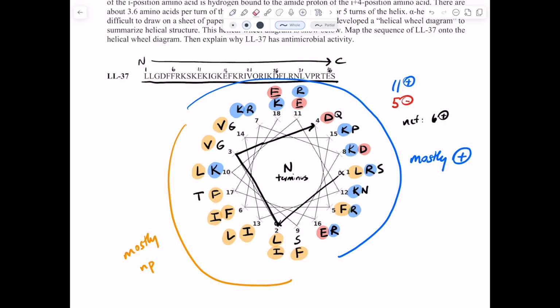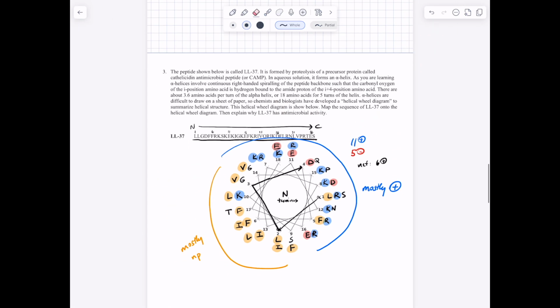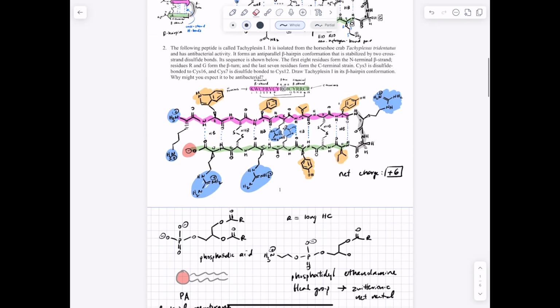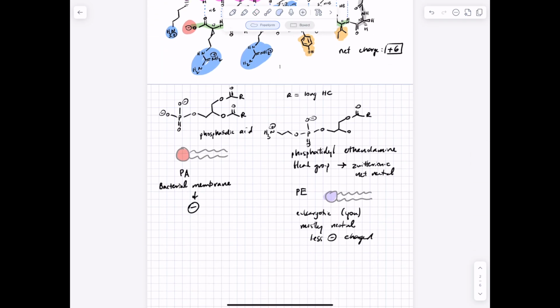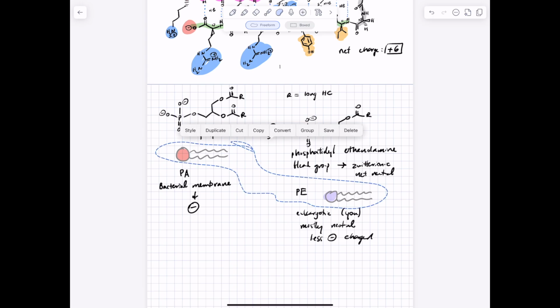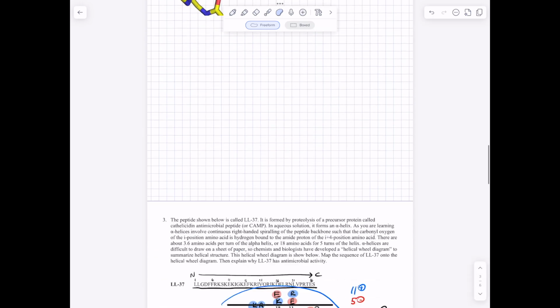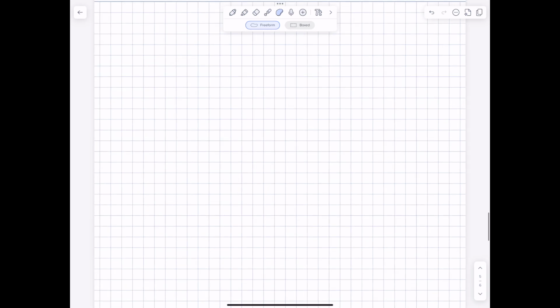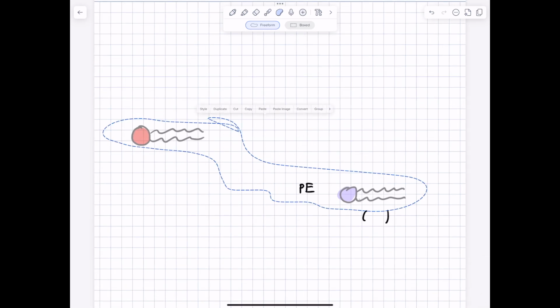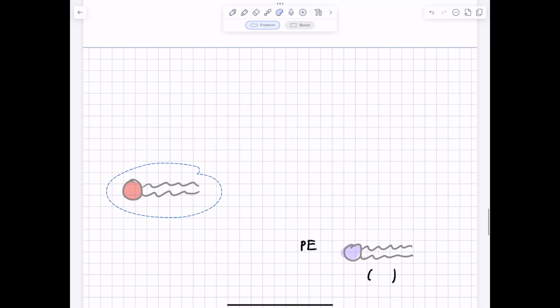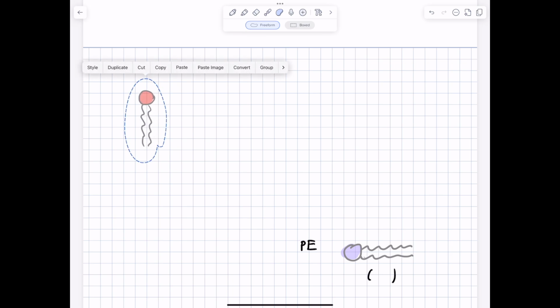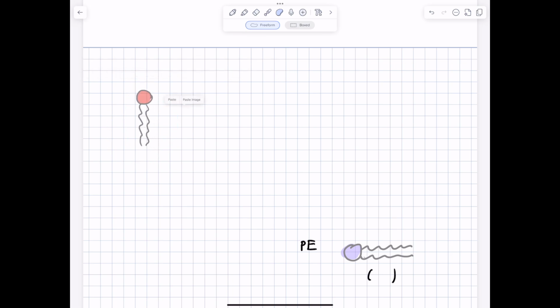Can you just explain why it's antimicrobial again? Yeah, so the idea behind antimicrobial peptides is that bacterial membranes are generally negatively charged, whereas higher organism membranes are often neutral, or at least less negatively charged.